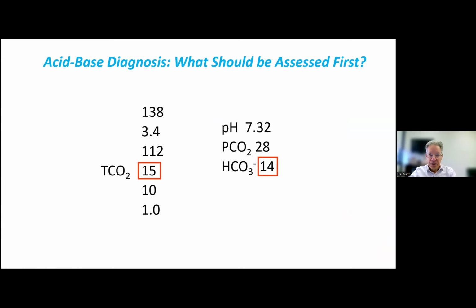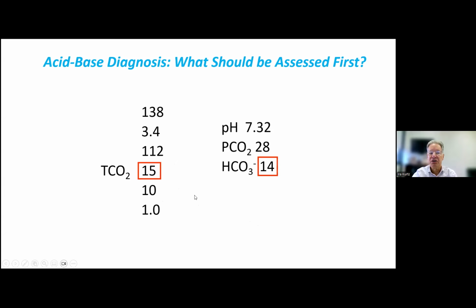So the problem people have when they're confronted with all the numbers from the lab is which numbers should you focus on to make an acid-base diagnosis, and it's confusing. We have the total CO2 from the chem panel. We have the bicarbonate that's calculated from the blood gases. We have the pH and the PCO2. But the rule is you should look at the numbers that are in red.